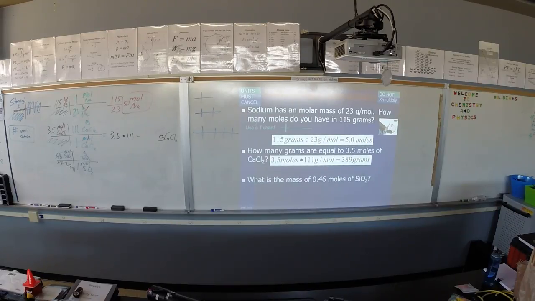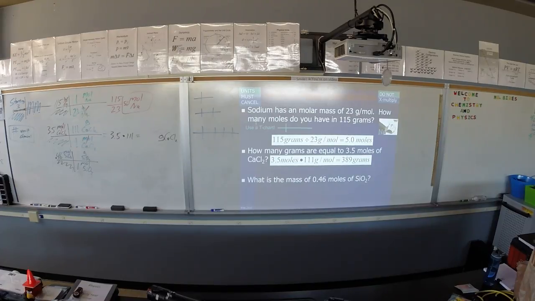Okay, how to find the molar mass? Moles is always going to be 1 because it's going to be grams per mole, like miles per hour, grams per mole. So mole will always be 1. And then SiO2 is 1 silicon and 2 oxygens. So do some side math: 1 silicon and 2 oxygens.